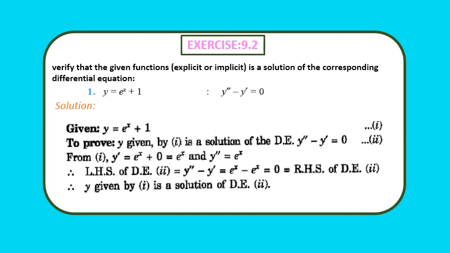So putting these values in the LHS, you will get y double dash minus y dash as e power x minus e power x equals 0, which is equal to RHS. Hence it is verified. Therefore we can say that y, that is e power x plus 1, will be the solution of the given differential equation, y double dash minus y dash equals 0. Very simple. Simply find the derivative, put it in the given differential equation. If LHS equals RHS, it will be a solution. Clear? So pause and note down the solution.